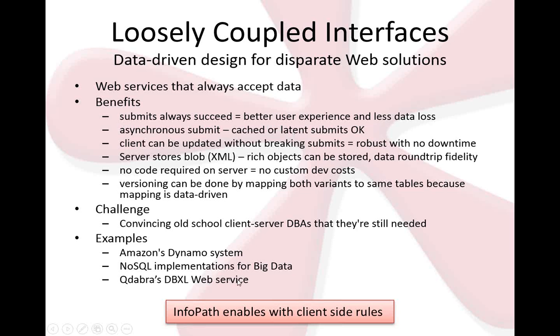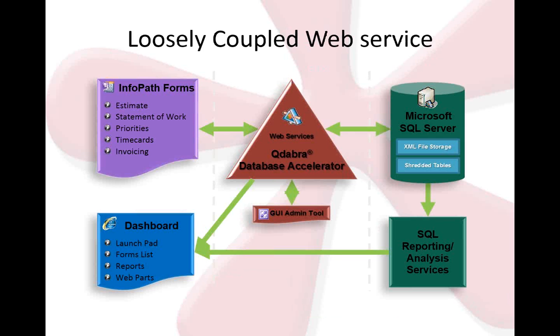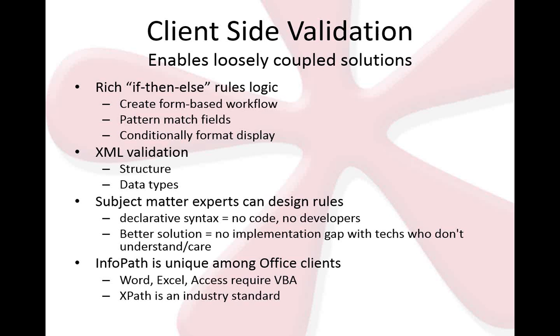Our web service for InfoPath is another example of a loosely coupled interface. And there's the architecture once again. So that's pretty much it. I want to talk about one more thing, and that is, in order to do a loosely coupled architecture, you have to have an InfoPath form.